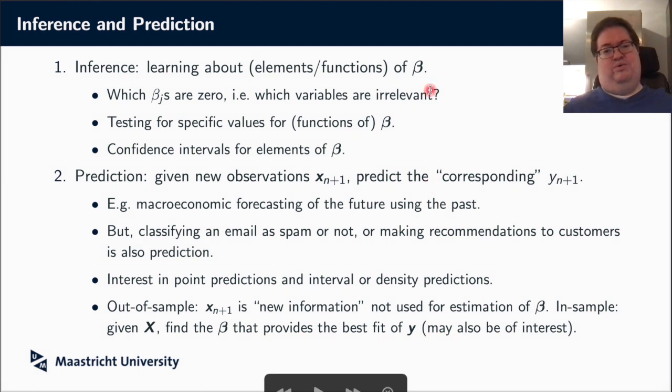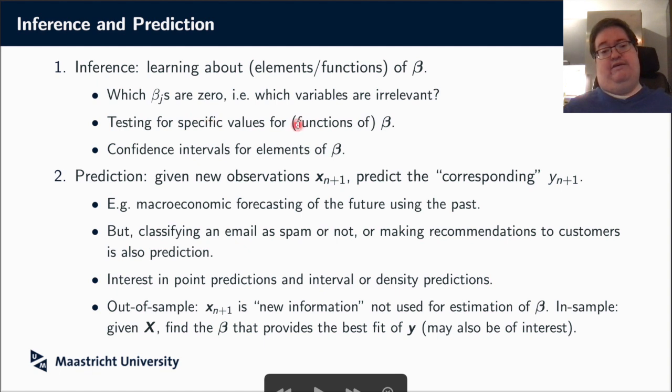So finally, what are we going to do with these betas? Well, there are two things we could be interested in. The first is we could want to do inference on the betas. So we want to learn about the betas. One very common question would be, well, which of these betas are zero or which betas are non-zero? So you can determine which variables are irrelevant and which ones are relevant.